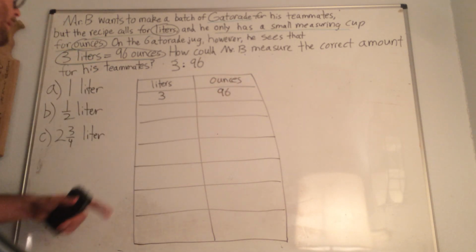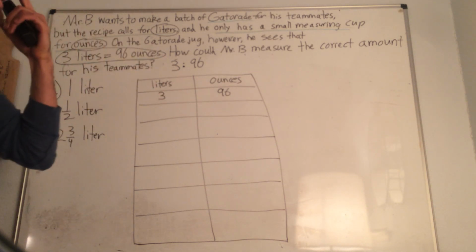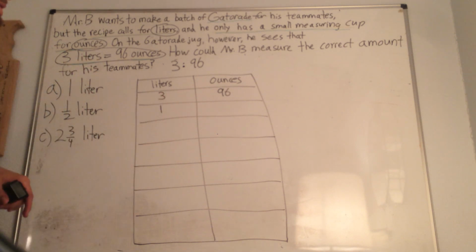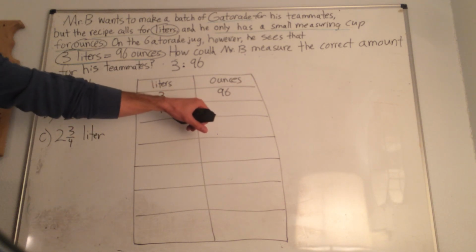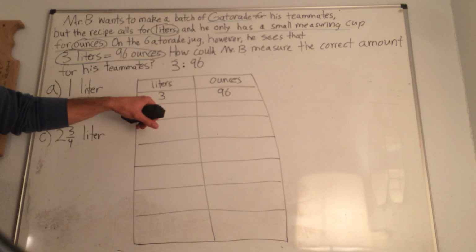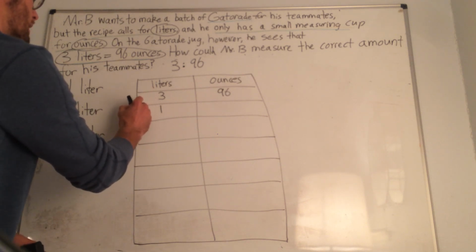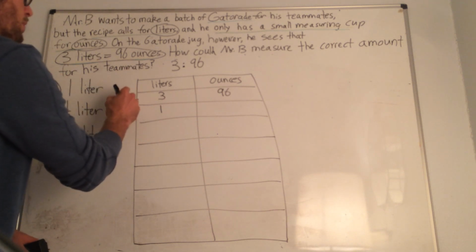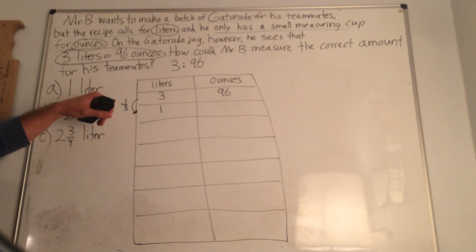There's our ratio. However, I don't have any teammates that want 3 liters of Gatorade. So this information right here by itself is not going to help me. However, we're trying to find how much 1 liter is. How many ounces am I going to need to measure out to get 1 liter of Gatorade? So I look at this, and what I can do is multiply by 1/3. We know that multiplying by 1/3 is the same as dividing by 3, but when we're using ratio tables, I want us to use fractions and multiplying by fractions, okay?